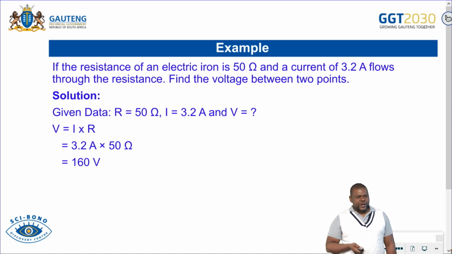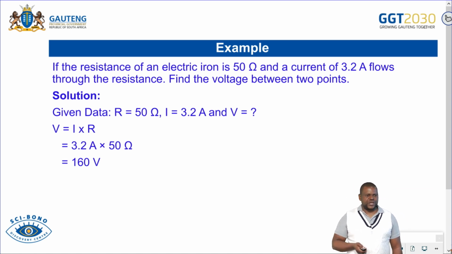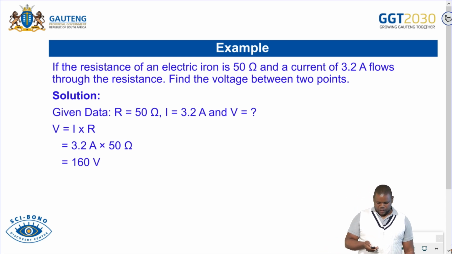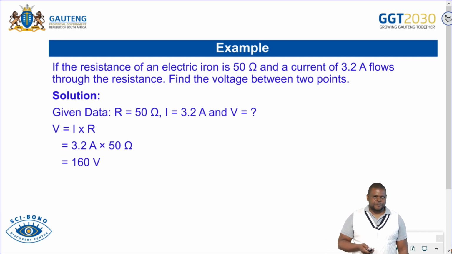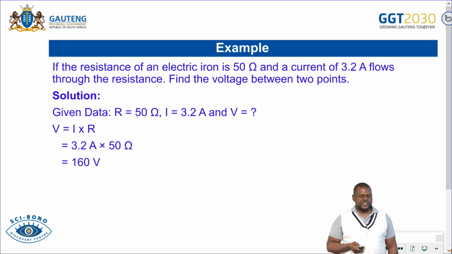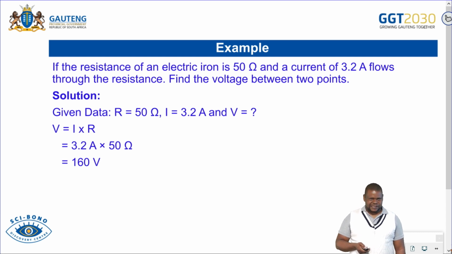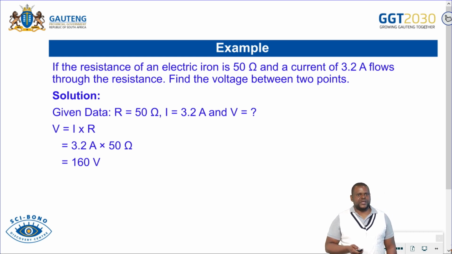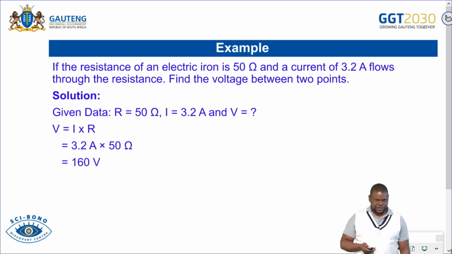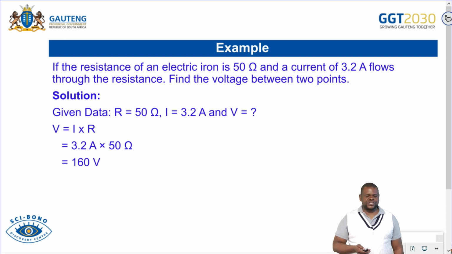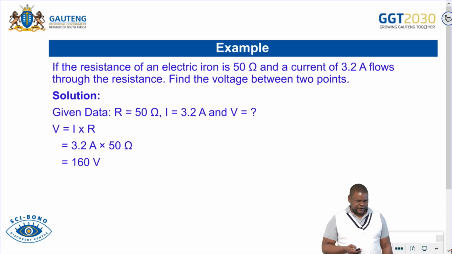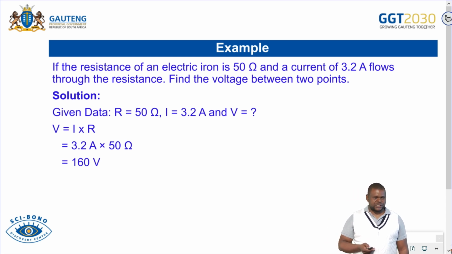Grade 11, let's look at this simple example so that we get ourselves going. The example says, if the resistance of an electric iron is 50 ohm and the current that is passing through that resistor is 3.2 ampere, find the voltage between the two points. The voltage simply means you must find the potential difference. Are we together, grade 11s?